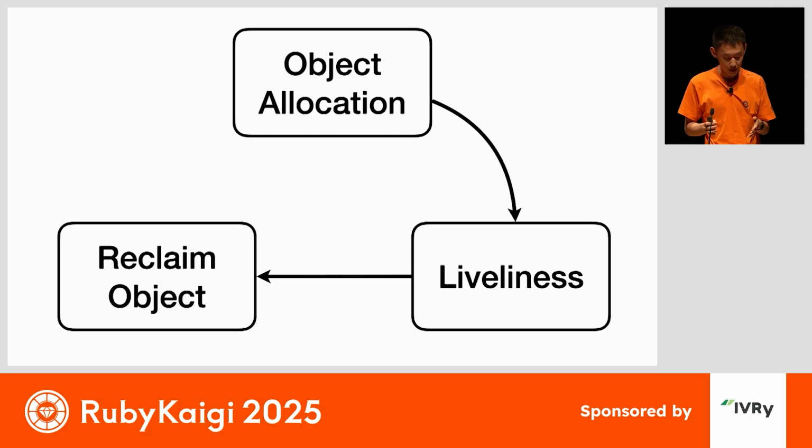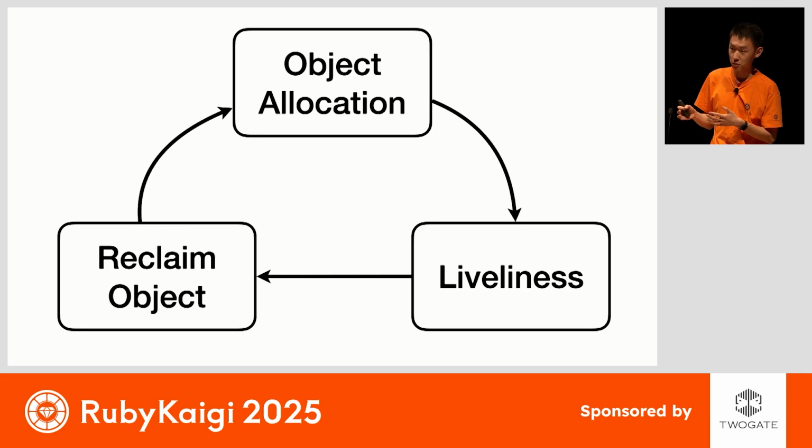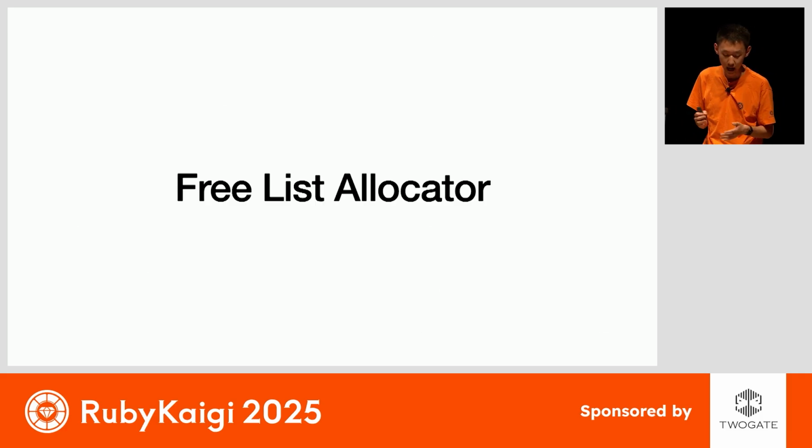And this includes reclaiming resources of the object, such as memory allocated from the system, closing file descriptors, and running finalizers. And once the object has been reclaimed by the garbage collector, this memory can be reused by the garbage collector for a new object. So to allocate objects, Ruby uses a free list allocator.